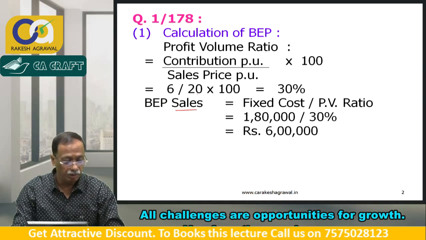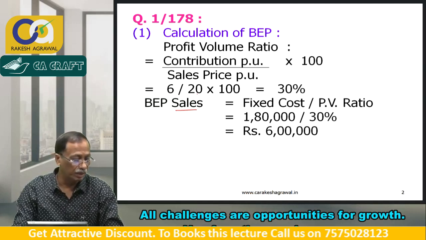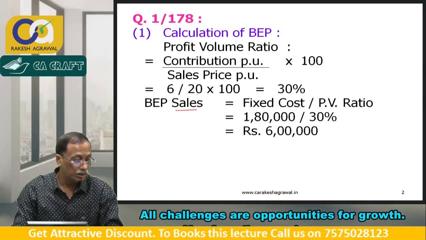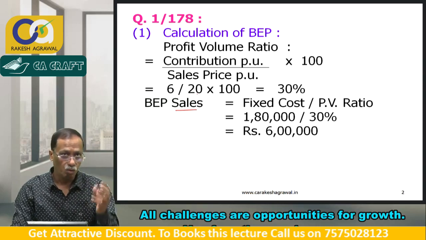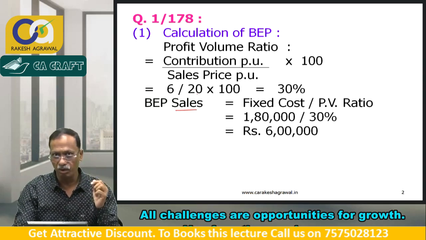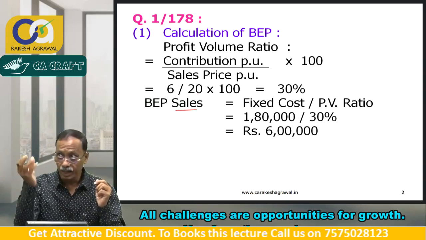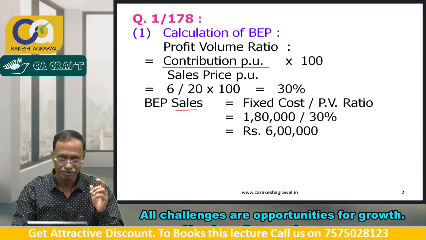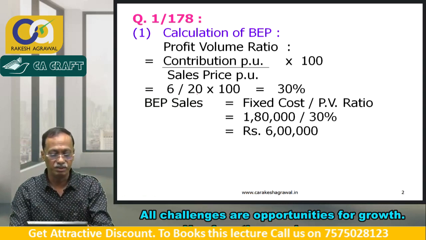I am assuming your printed notes are constantly in front of you. The second part of the question, question number 1 only, B part, is: what turnover is required to earn a profit of 36,000? What should be the turnover for the desired profit of 36,000? If you remember the formula which we discussed today only, it is desired profit plus fixed cost divided by PV ratio.